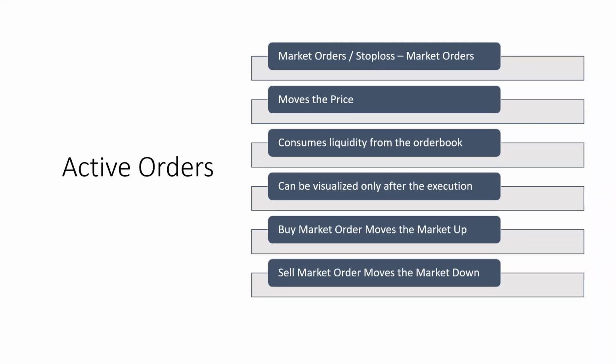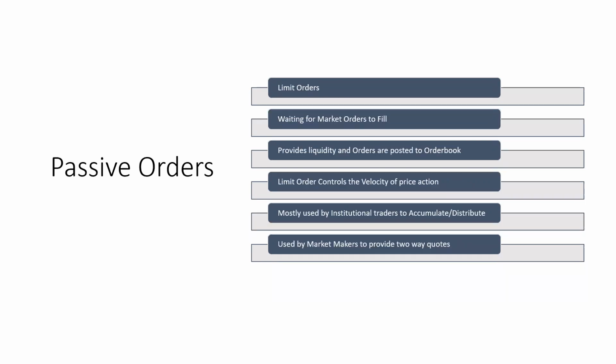So a buy market order moves the market up and a sell market order moves the market down. This is what active orders are all about. Whereas passive orders are simply limit orders. They are waiting for the market orders to fill.